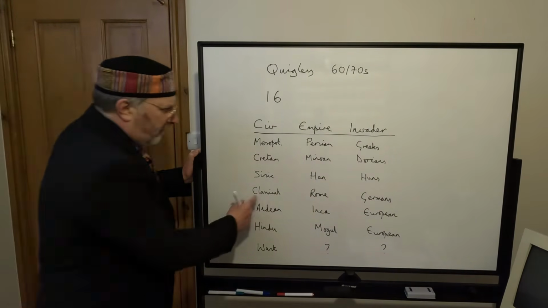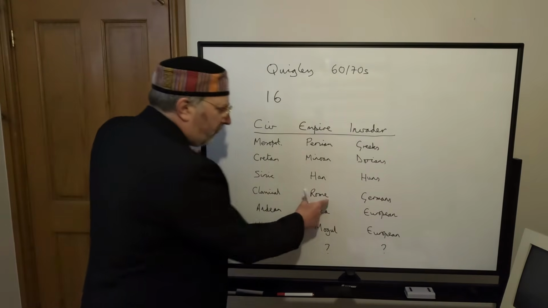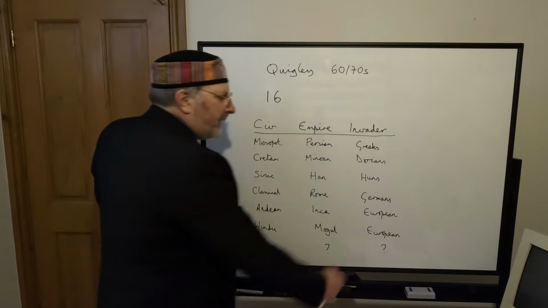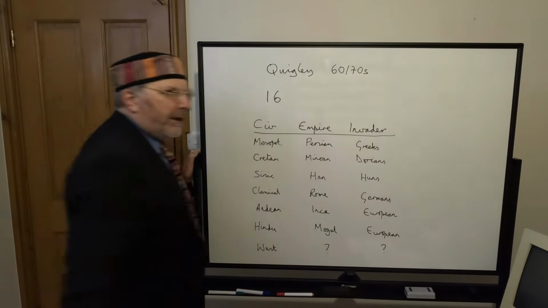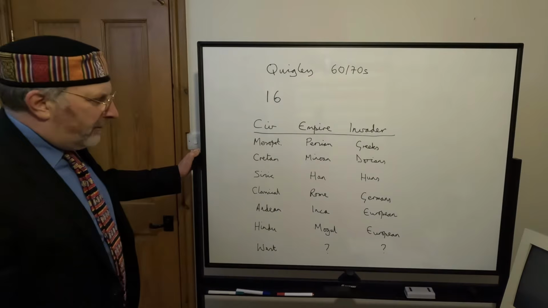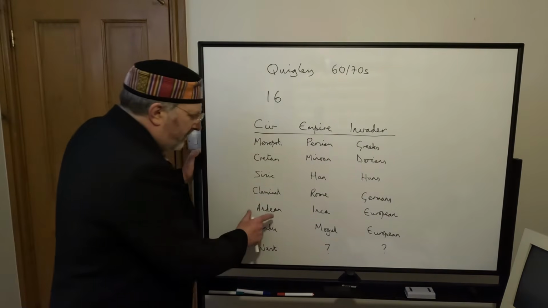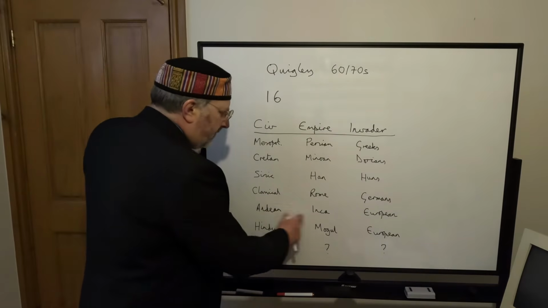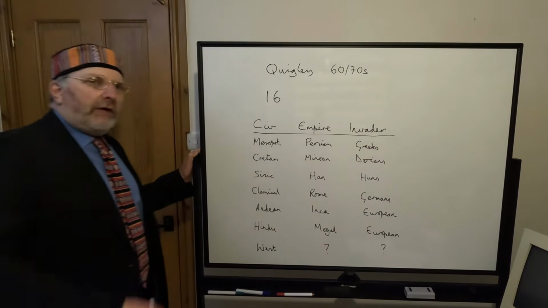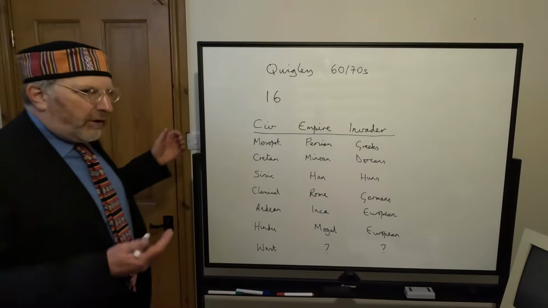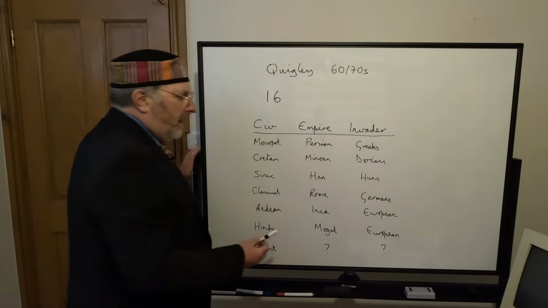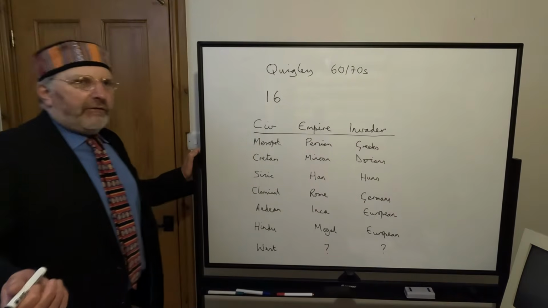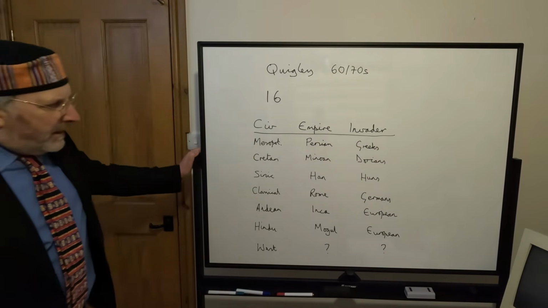And then there's the classical civilization and its universal state. Its empire was the Roman Empire, and that was invaded by the German barbarians. Then there's the Andean civilization, as he calls it, which had its universal state under the Inca, who lasted only a century or so, before the European invaders came along and brought that civilization to an end.